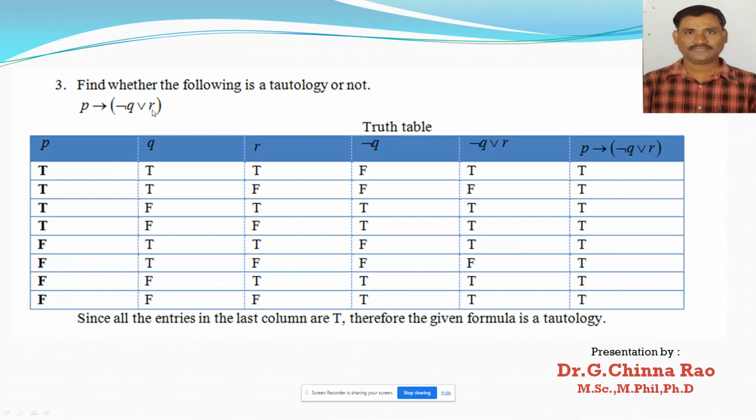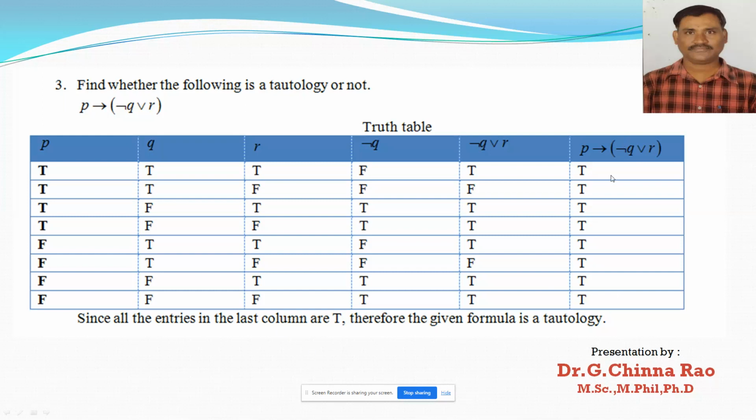Here we have three variables, so you have to fill P, Q, R. And then this bracket requires negation Q. Calculate negation Q, and then negation Q or R. So the last compound proposition is P conditional (negation Q or R). Here we have to observe that the compound proposition contains all truth values true. So it is a tautology.